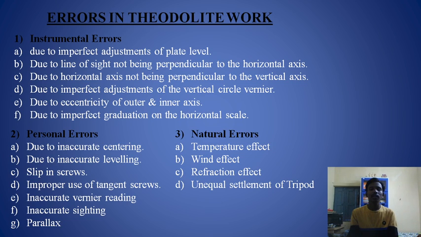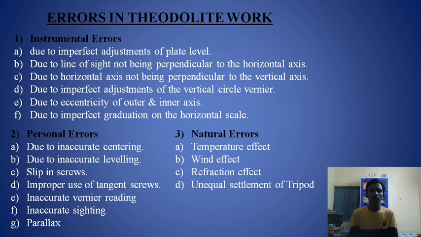So the next one is inaccurate sighting. Inaccurate sighting means we have to bisect the object exactly at the center. If we are bisecting the object slightly sidewise, then it will be called a personal error. The next error is called parallax. Parallax means the object which we are observing will not be in the plane of the vision, or we can say it will not be focused accurately.